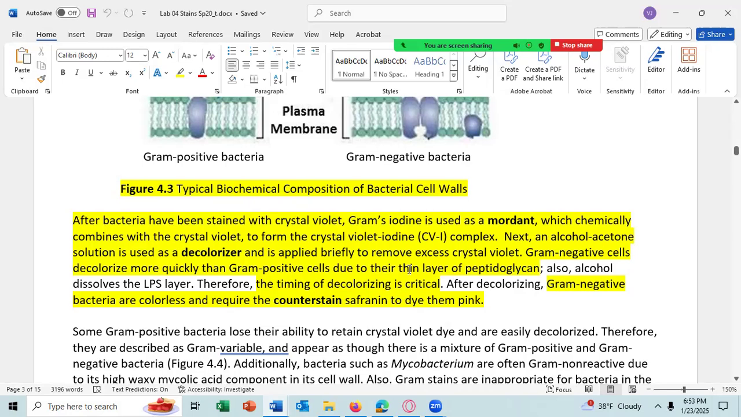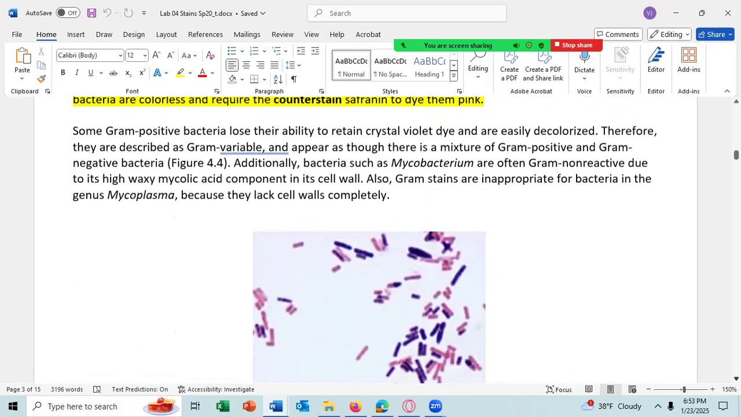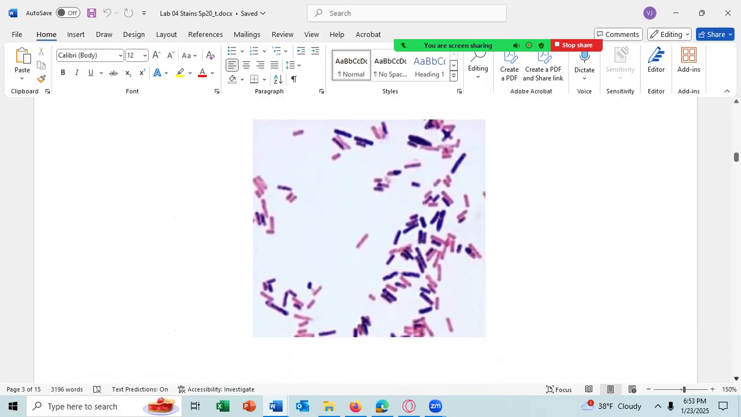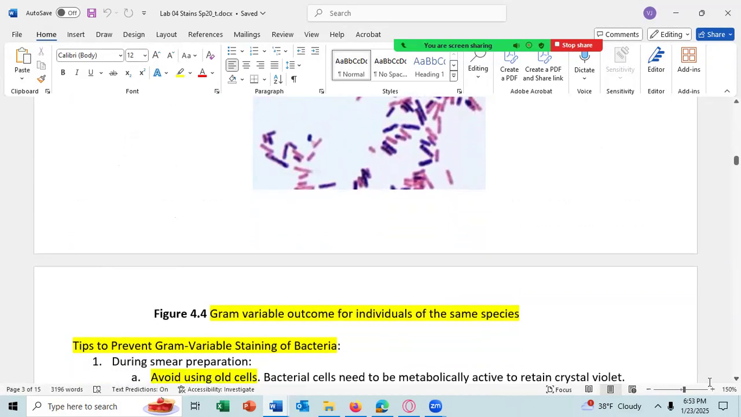After decolorizing, the gram-negative bacteria are colorless, and to see them well, you will counterstain with safranin, and that'll dye them pink. After decolorization, the gram-positive cells are still purple because they retain the crystal violet iodine complex, at least if the decolorizing step is done correctly. Now this slide is trying to show you gram variable outcome of individual cells of the same species.